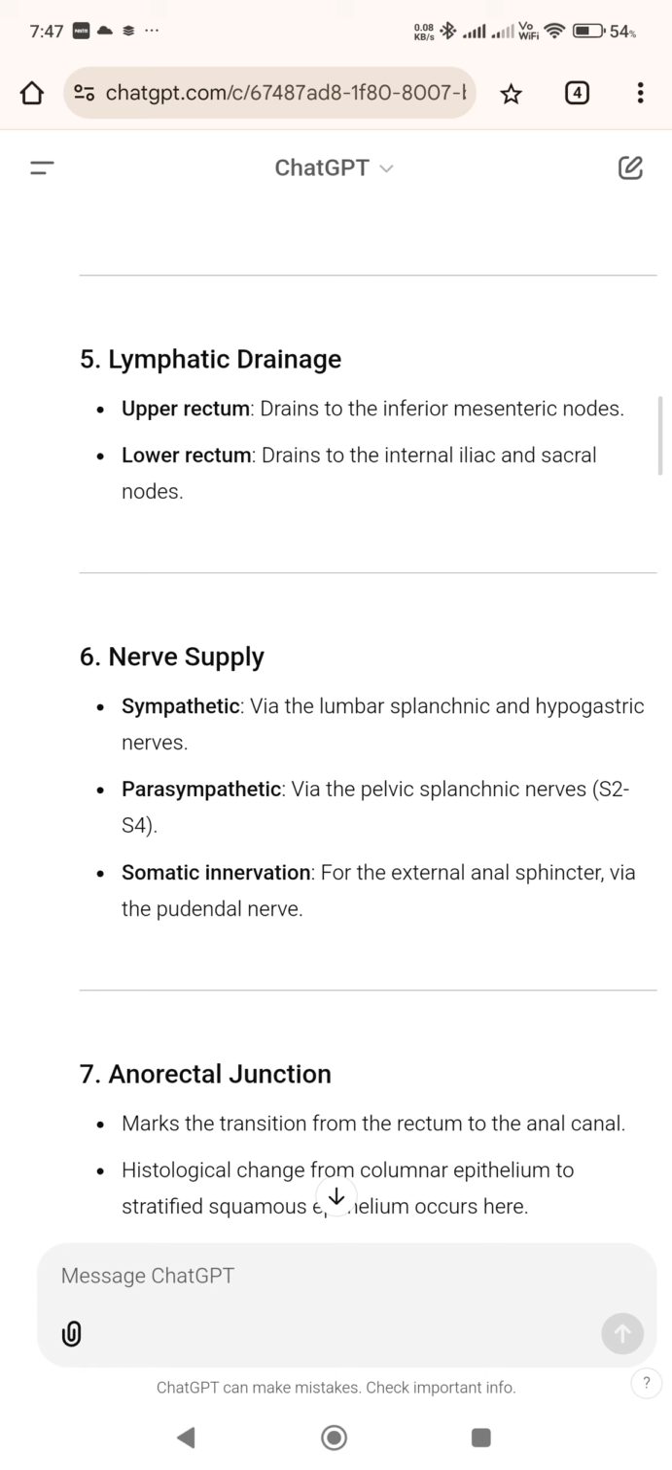5. Lymphatic drainage. Upper rectum drains to the inferior mesenteric nodes. Lower rectum drains to the internal iliac and sacral nodes. 6. Nerve supply. Sympathetic via the lumbar splanchnic and hypogastric nerves. Parasympathetic via the pelvic splanchnic nerves, S2 to S4. Somatic innervation for the external anal sphincter via the pudendal nerve.